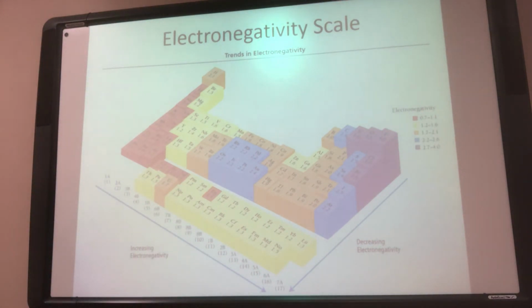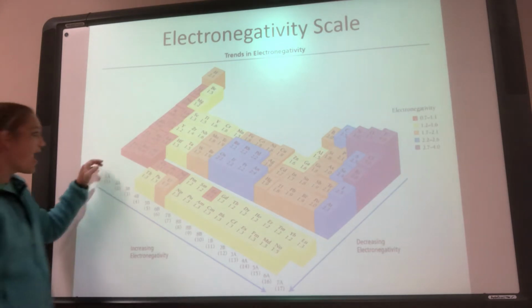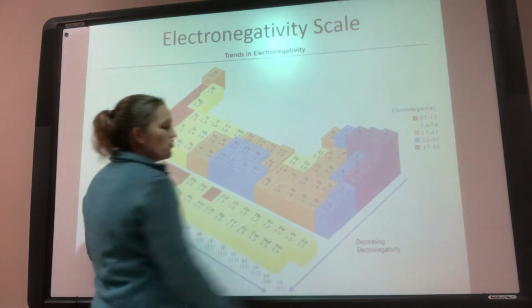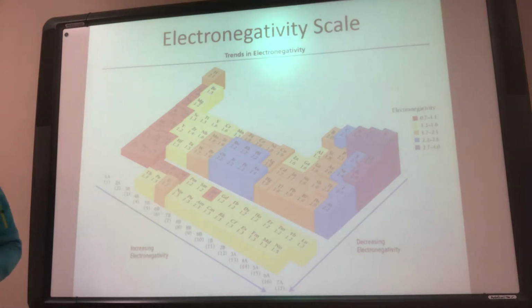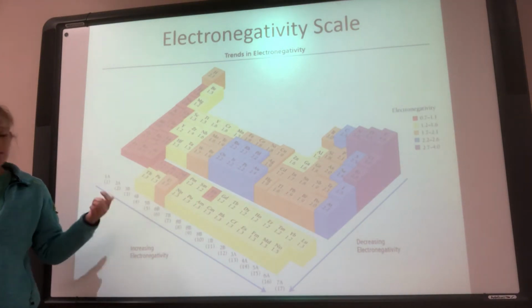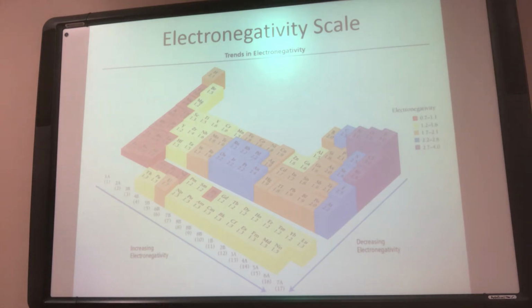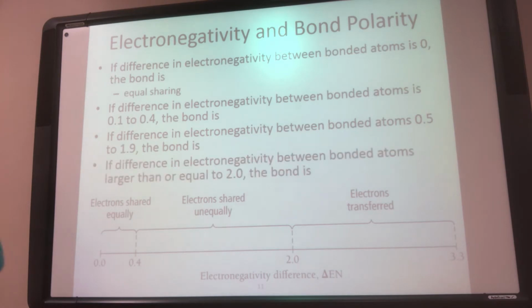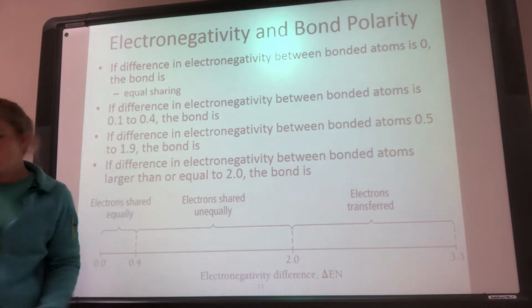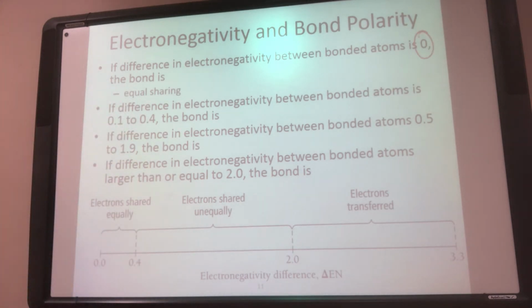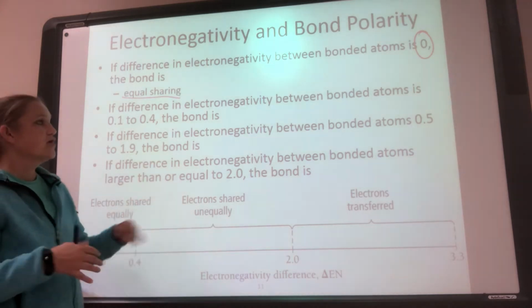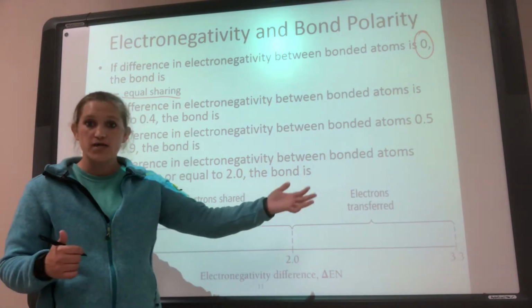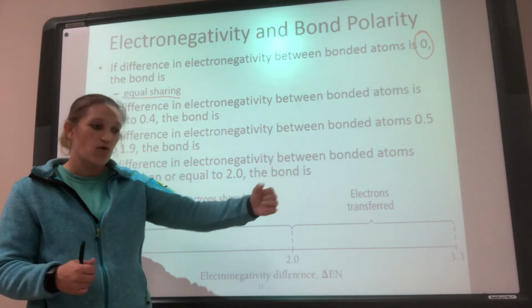Now, we talked about the difference. We said that if the difference was really high, like between these two, then it's going to be a really polar bond. So we can categorize this difference based on how much of a difference there is between those two atoms. Say that the difference in electronegativity between the two atoms was 0. That meant that the two atoms had the exact same electronegativity, like fluorine and fluorine. So if we're the exact same electronegativity, we're going to pull the same.